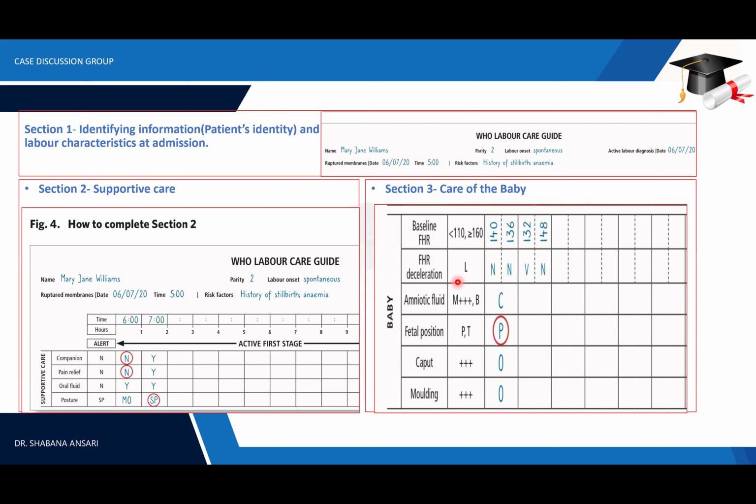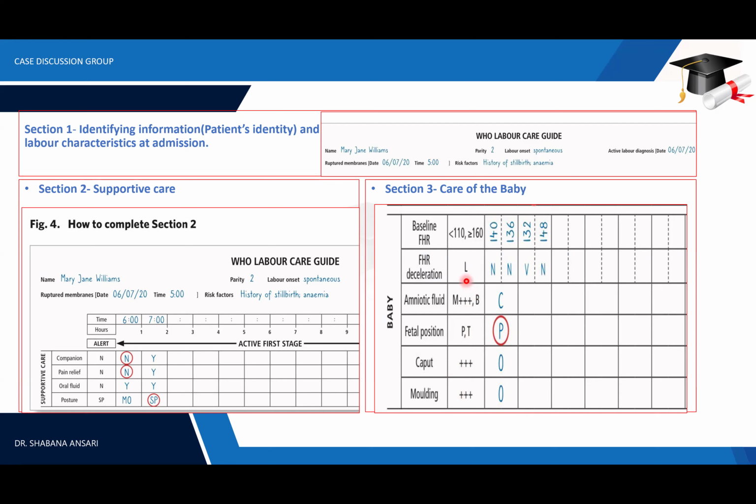Moving ahead, we also see the amniotic fluid color. M for meconium, C for clear liquor, and B for blood stained liquor. As per that, we fill it in, and then we determine the position of the head, depending upon which station or where exactly it is. If any caput is there, the degree of caput is also mentioned: severe caput is 3 plus and mild caput is a single plus. And molding also, severe molding is 3 plus and mild molding is 1 plus. We fill it like that.